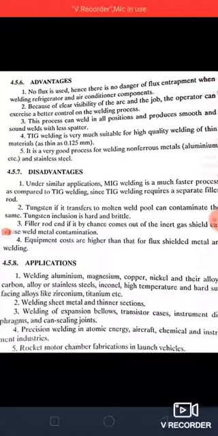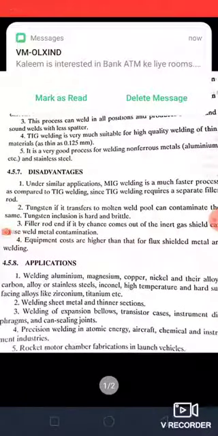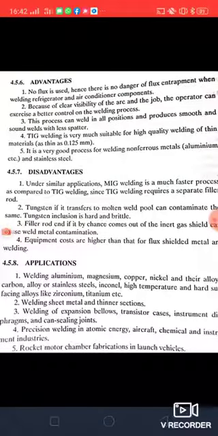So in TIG welding, as there is no flux coated electrode, the overall finishing of the welded joint is very good, and there is no flux entrapment, due to which the strength of the weld is very good and a very high quality welded joint is obtained. That's why in precise welding applications, this kind of TIG welding is used.